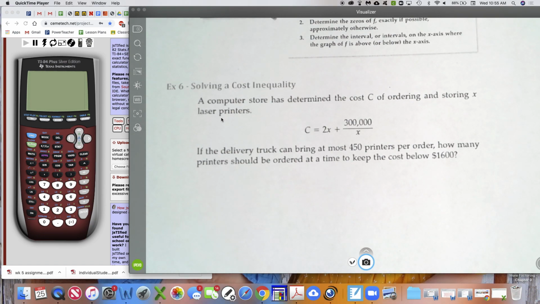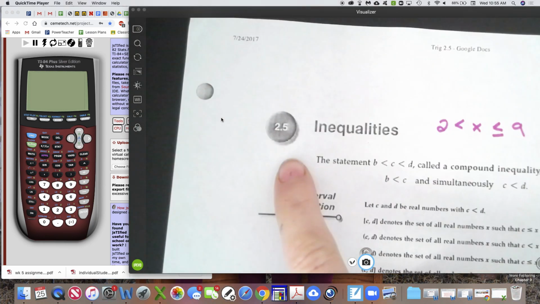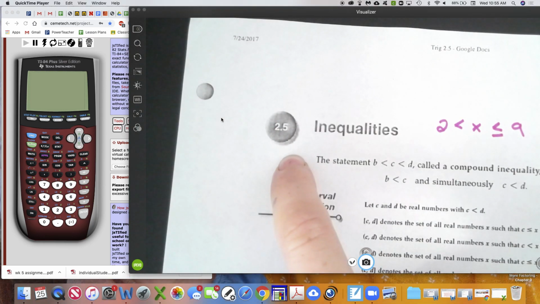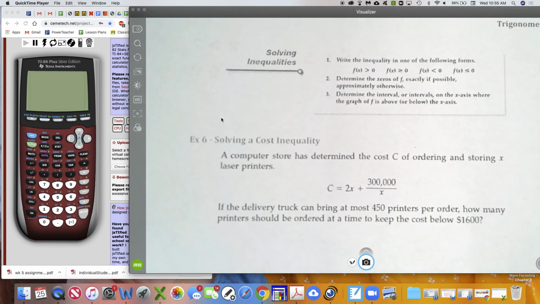Then we are doing the last problem on section 2.5, which is inequalities. We're doing the last problem on the back side. Sorry, I'm really delayed, I'll try to go slow.